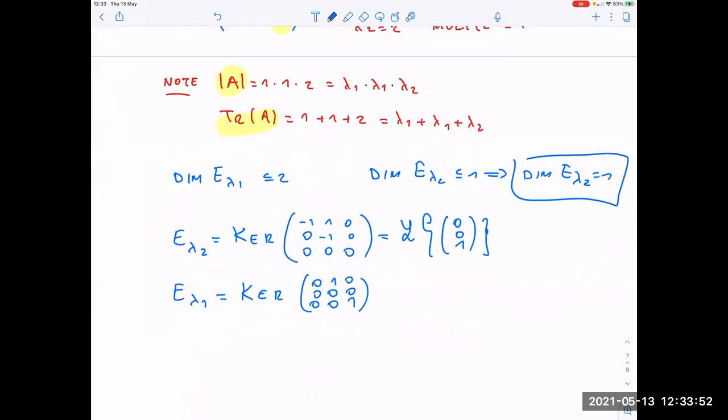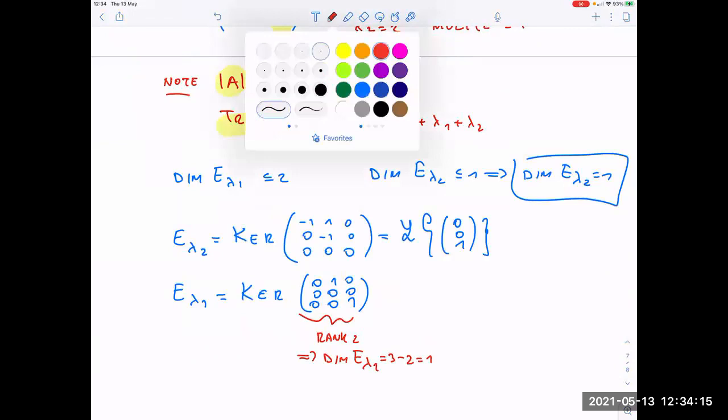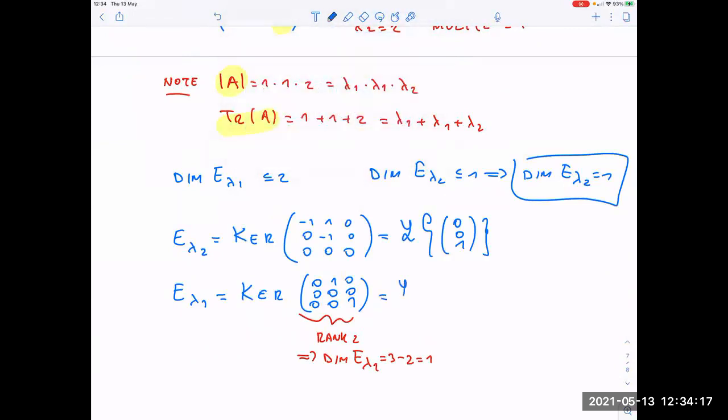And you see, since this matrix has rank 2, it means that the dimension of E lambda 1 is 3 minus 2. So it is again 3 minus 2, which is equal to 1. So again, only one vector suffices to find the basis, and here it is, (1, 0, 0).